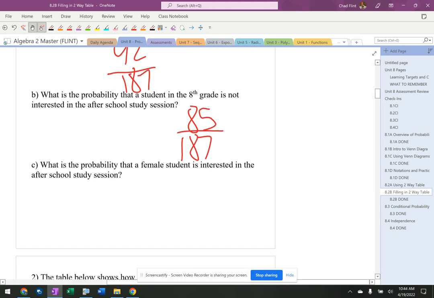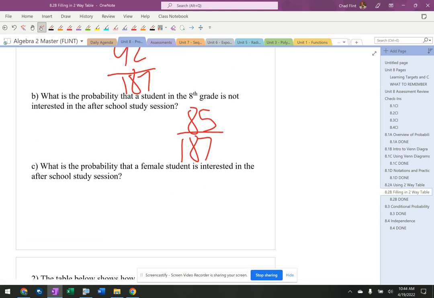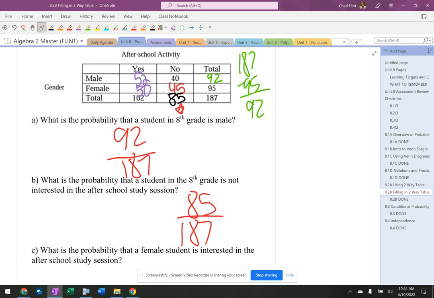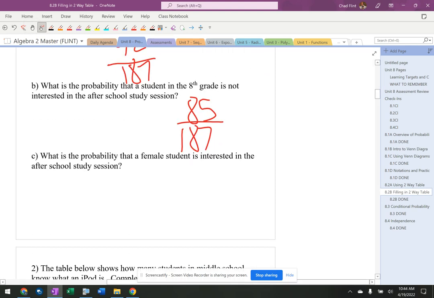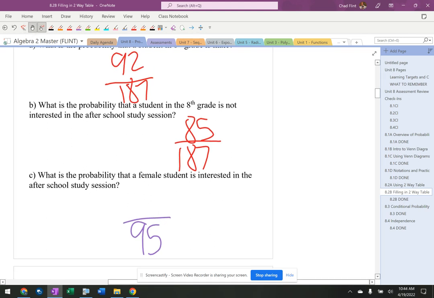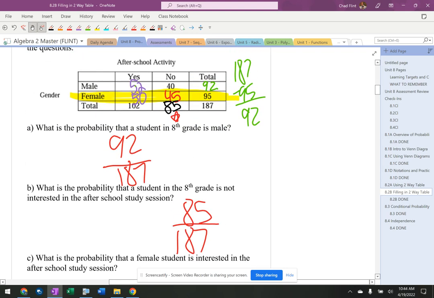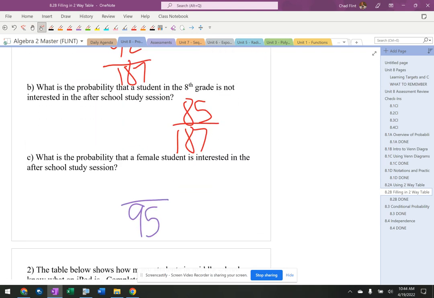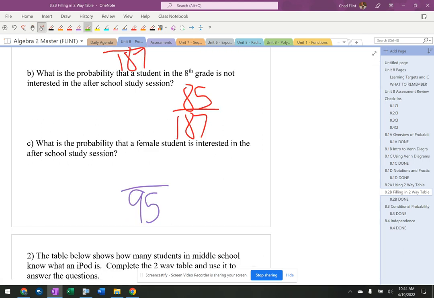What is the probability that a female student is interested in an after school study session? Now, I've got to think about this. It didn't say what is the probability that a student, it says what is the probability that a female student. So we're only looking at that row right there of information. There are 95 total females. And this is where these tables can ask questions where I've got to think about it. There's 95 females. What is the probability that one of those females is interested in the after school study session? Well, 50 of them said yes. So 50 out of 95 are interested in an after school study session.